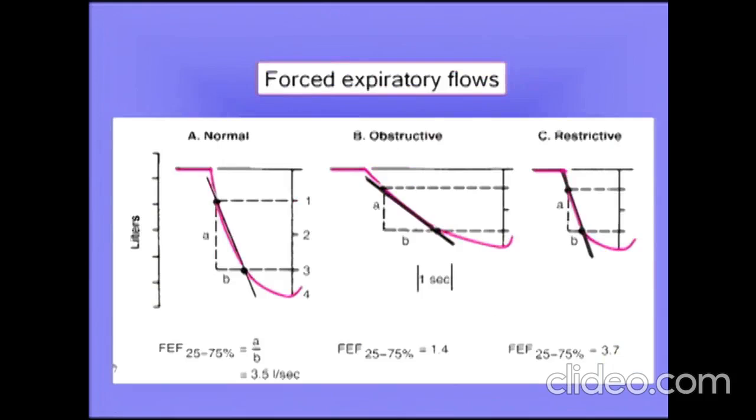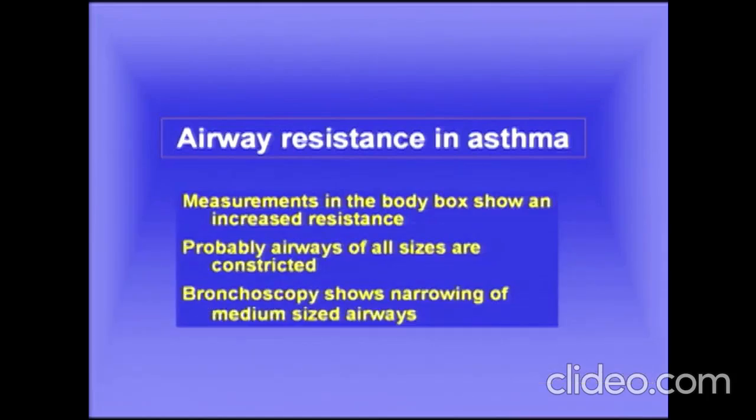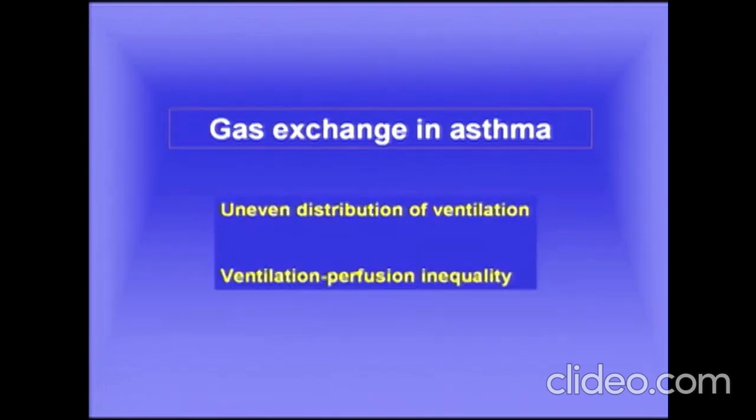Flow rates, of course, are reduced in asthma, and one way of measuring those is a forced expiratory flow, which clearly indicates an increase in airway resistance. And the airway resistance can be measured in a body box and shown to be increased. As far as we know, airways of all sizes are constricted. Certainly very small airways are constricted, and if you look at the medium-sized airways during bronchoscopy, you can see that resistance also occurs there.